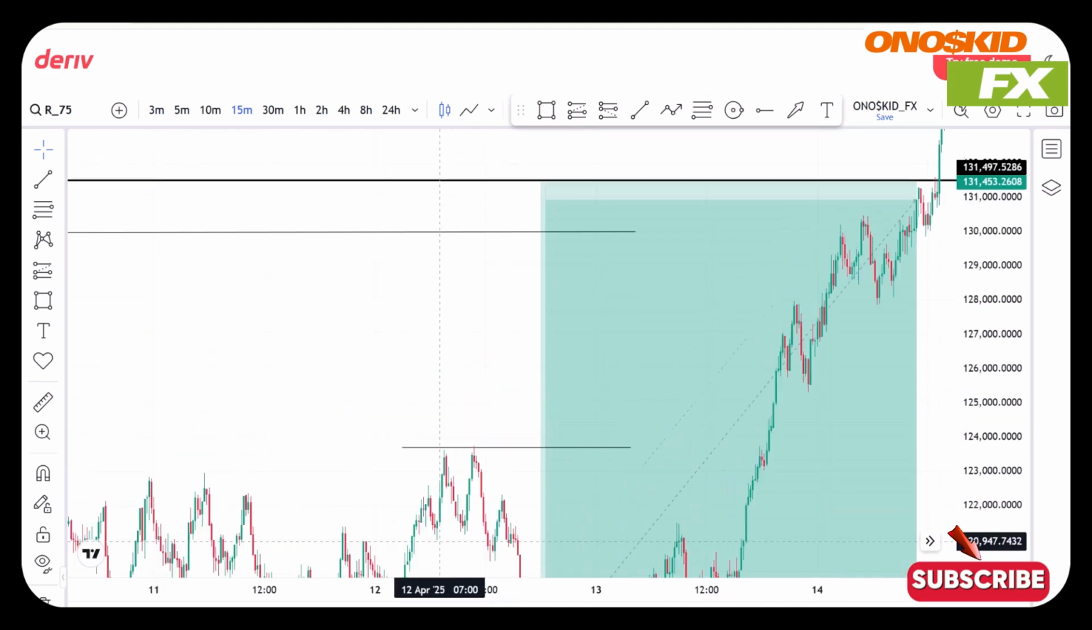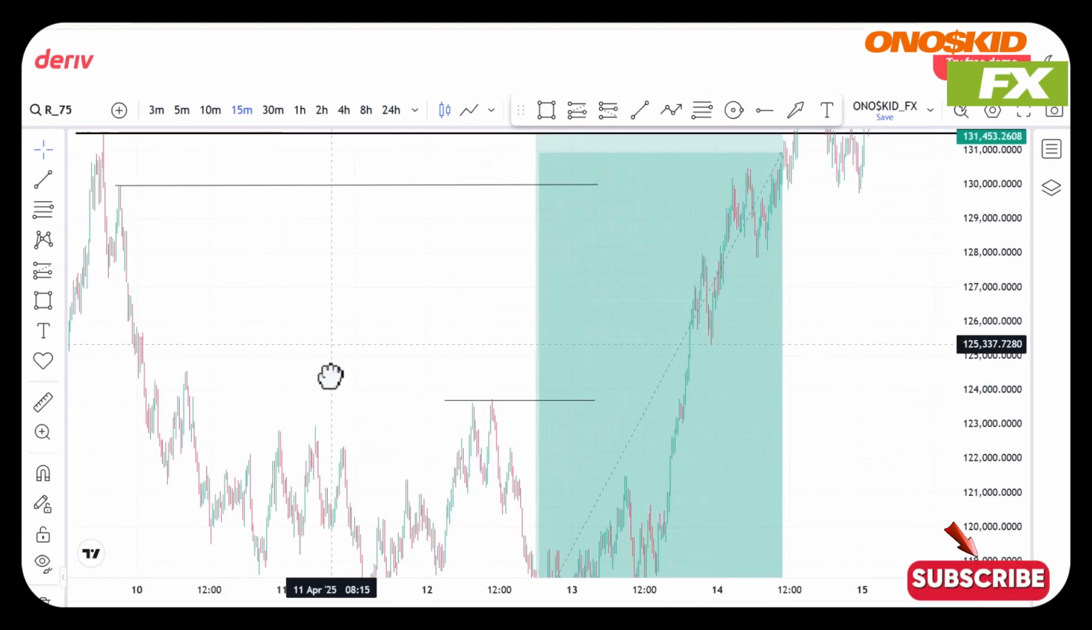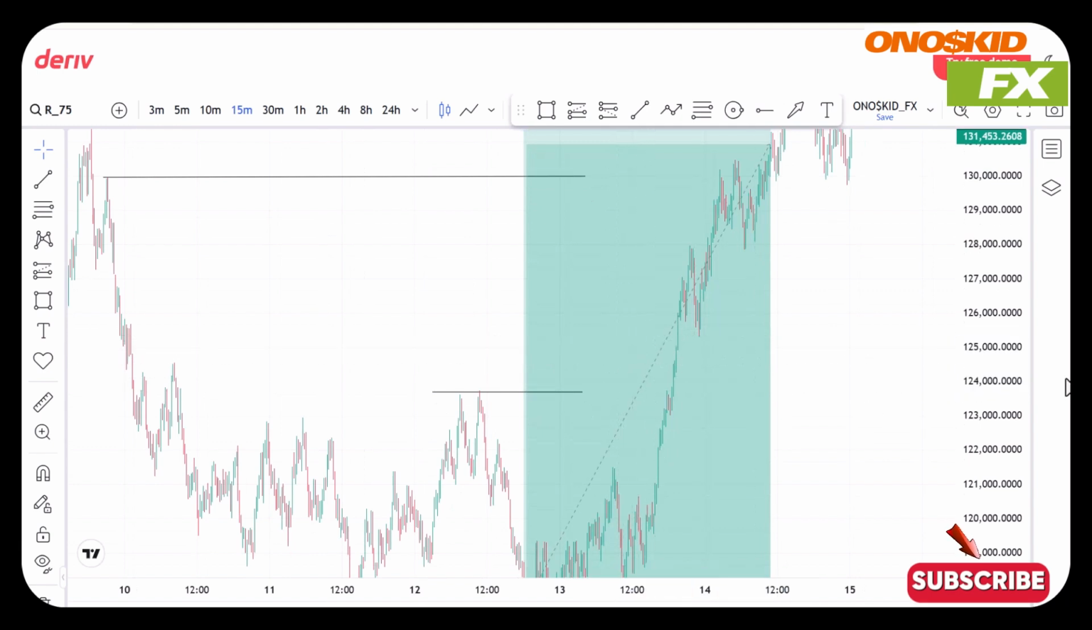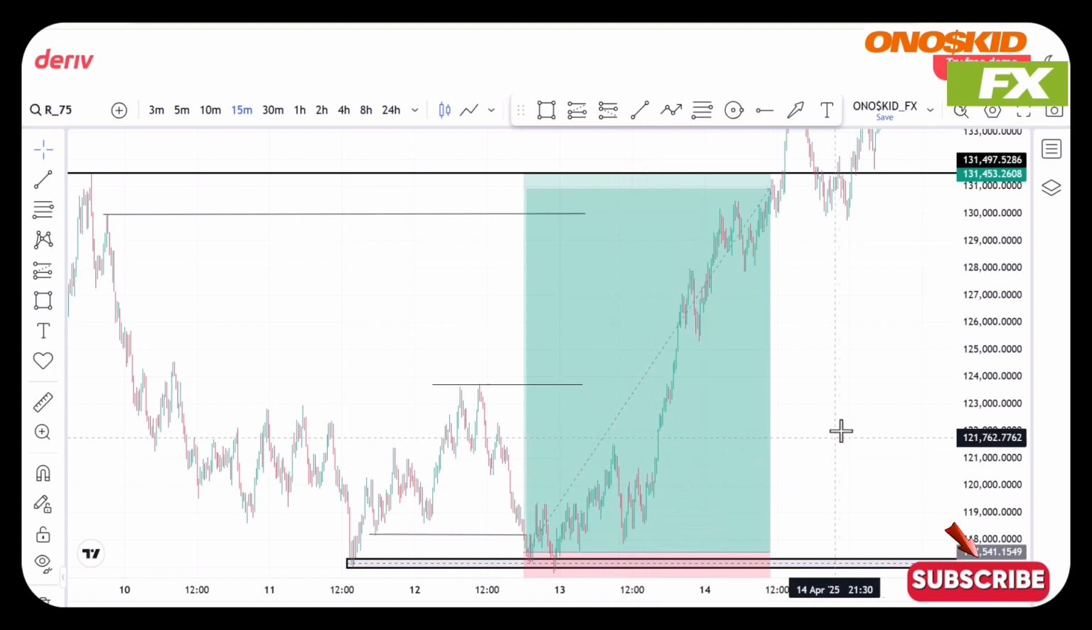So we actually took the trade, and you can see that we've smashed TP. Now the joyful part of it: if you look at the risk to reward of this, this one is 9.75 risk to reward. So that is a crazy RR there.